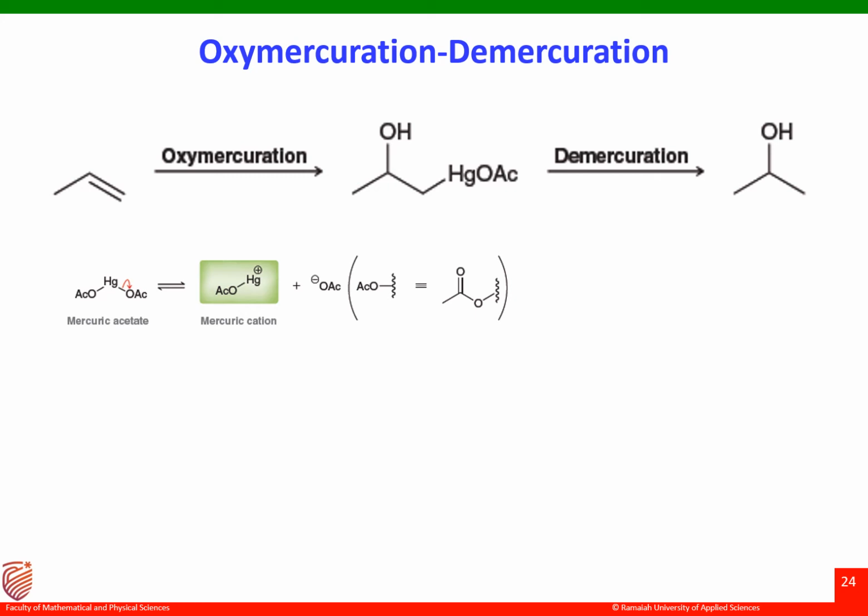The process begins when mercuric acetate, which is shown here, is in equilibrium, forming a mercuric cation. So the mercuric cation with the acetate ion is obtained there. The mercuric cation is powerfully electrophilic in nature and is going to be attacked by a nucleophile, such as my alkene in this example. When a pi bond attacks a mercuric cation, the nature of the resulting intermediate is quite different from the intermediate formed when a pi bond is simply protonated. Let us see the mechanism.